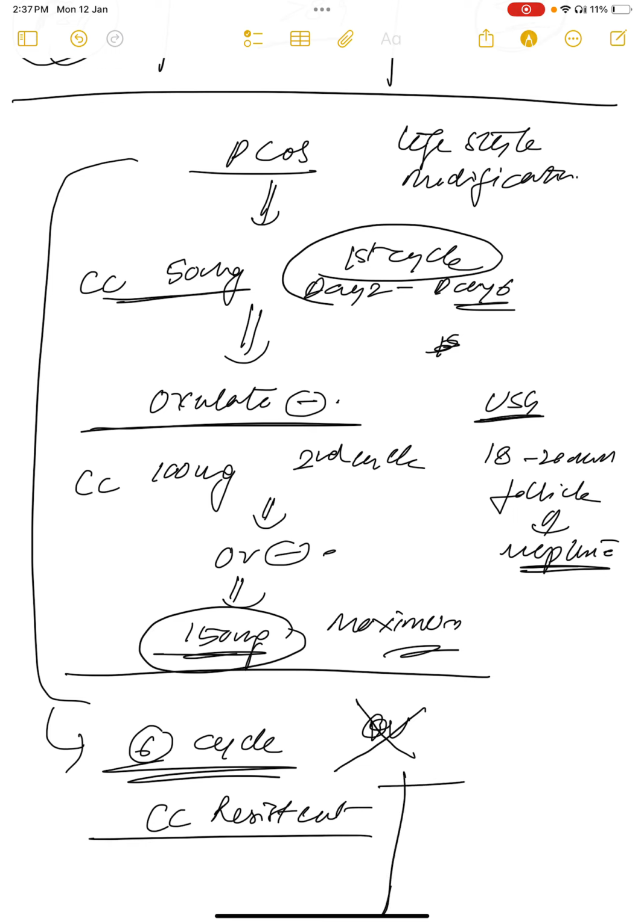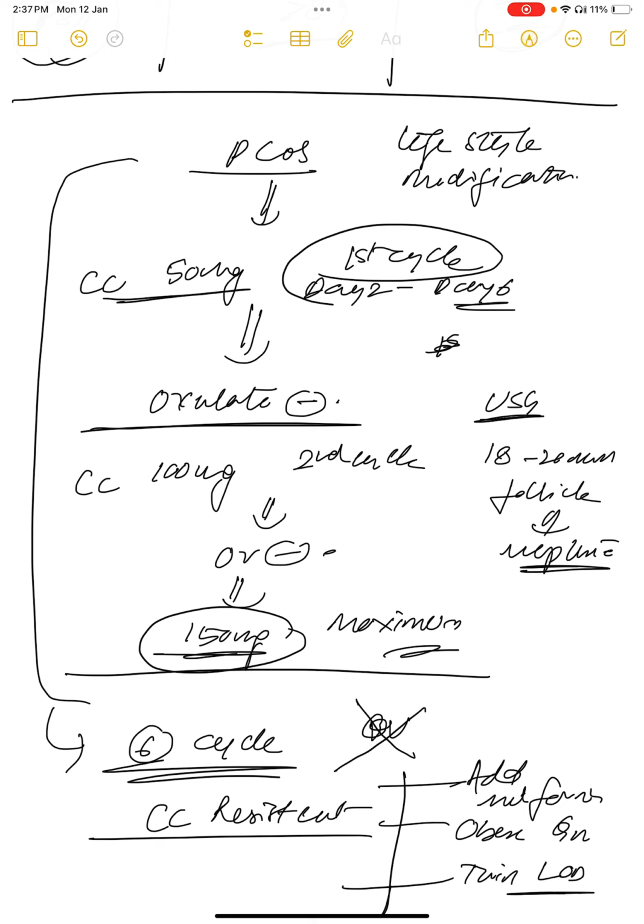If there is clomiphene resistance in these people, then you can add metformin. In case of obese people only, you can add metformin, or you can add gonadotropins. In case of thin PCOS, you can go for laparoscopic ovarian drilling. What kind of obesity do I mean? Even if BMI is 25, you'll add metformin. This table is for clomiphene resistance.